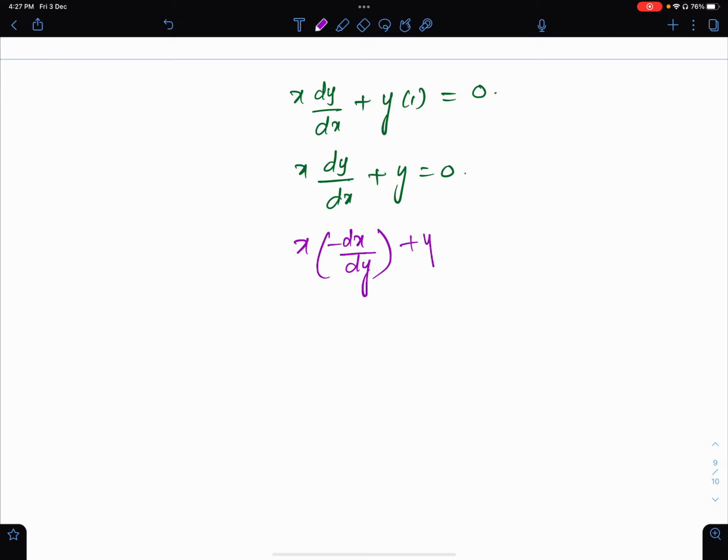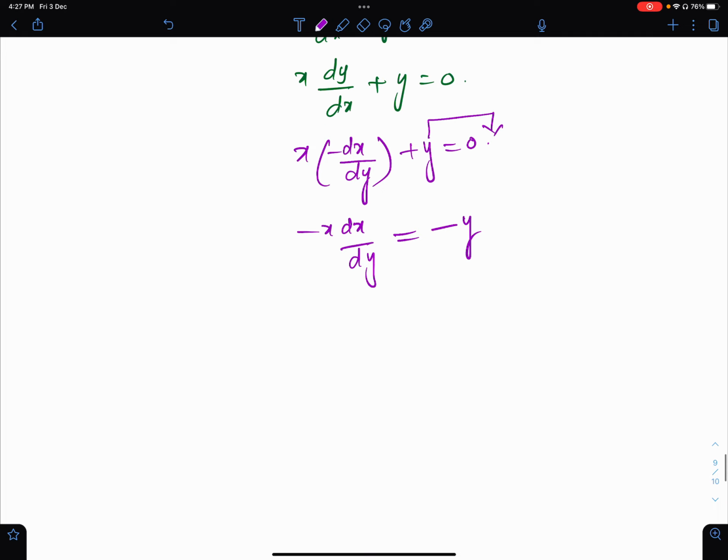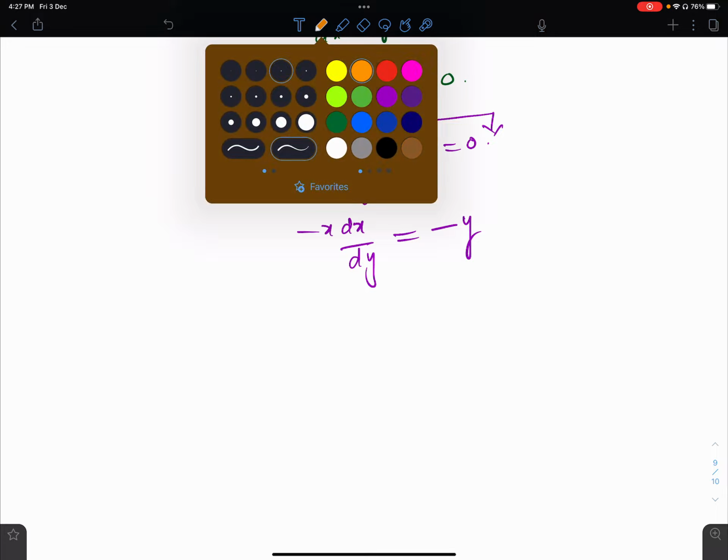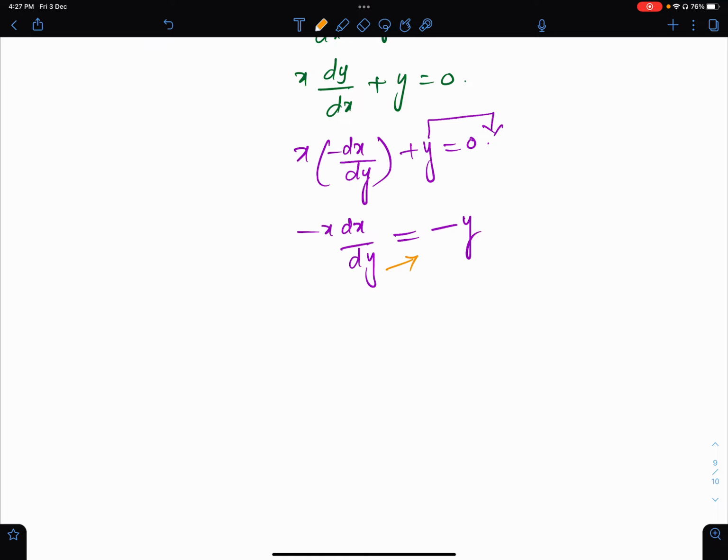Okay, then plus y is equal to 0. So minus x dy dx by dy is equal to minus y. So take that side, take y to the other side: minus y. So cross multiply, just take dy to the other side. So what do you get now? It is minus x dx is equal to minus y dy.